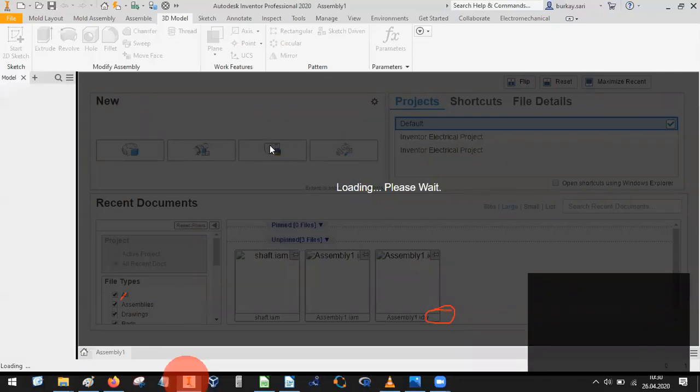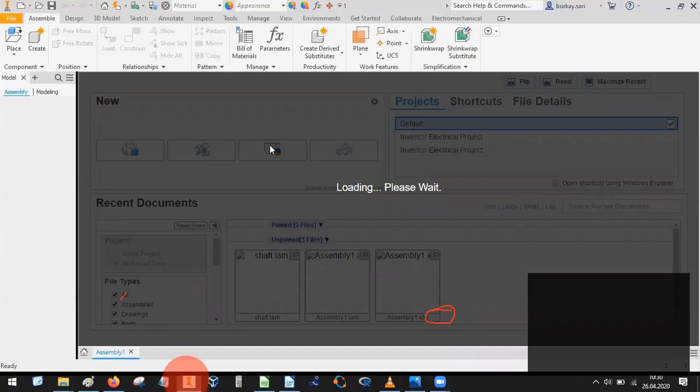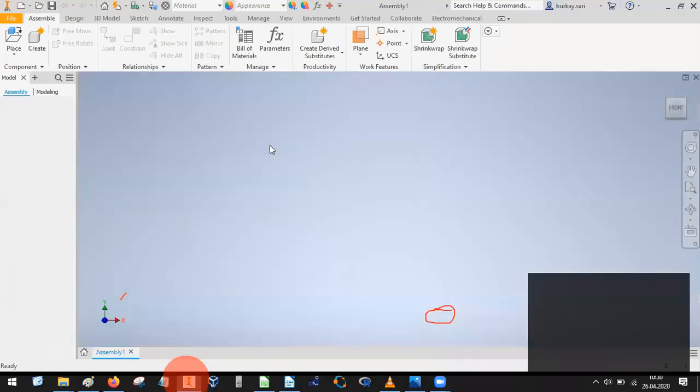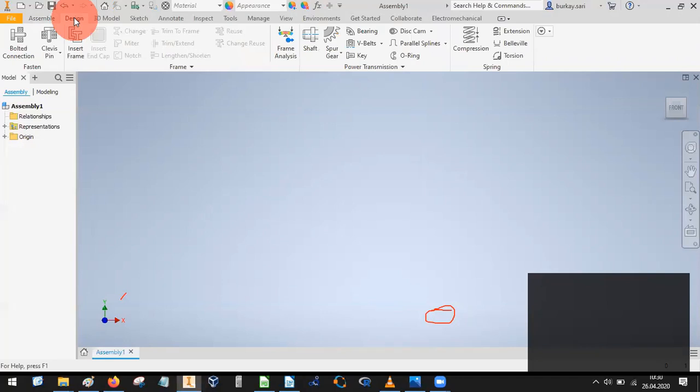Sorry for waiting, because it is slow when you share a Zoom and when you share a screen. The machine elements in Inventor, we use assembly environment and design tab. And here we have a disk cam, which we are going to create.